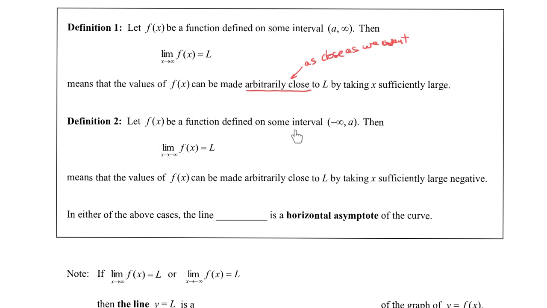Let f of x be a function defined in some interval from negative infinity to a. And in both these cases, a is just some constant, some number. Then the limit as x approaches negative infinity of f of x equals L means that the values of the function f of x can be made arbitrarily close, again, arbitrarily close to L, by taking x to be sufficiently large negative. And in either of the cases, the line y equals L is a horizontal asymptote of the curve.